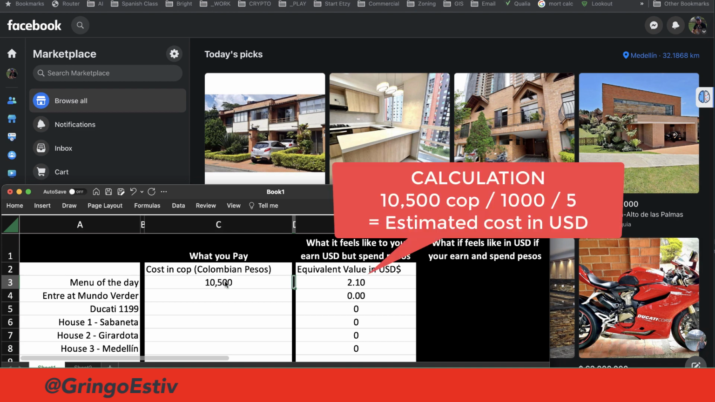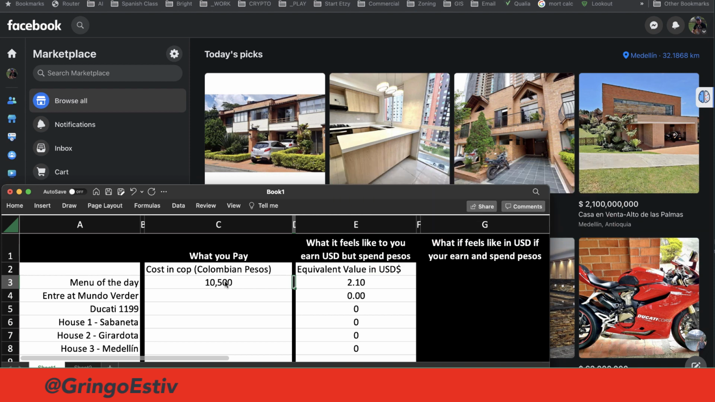It's the equivalent of $2.10. So you might think, wow, $2.10 for this big meal. I'm paying $3 or $4 for a Big Mac or an egg sandwich from McDonald's. So yeah, $2.10 is awesome for this big plate, the soup and the juice and whatever else is coming in that. So for you as a traveler, that's a great deal.